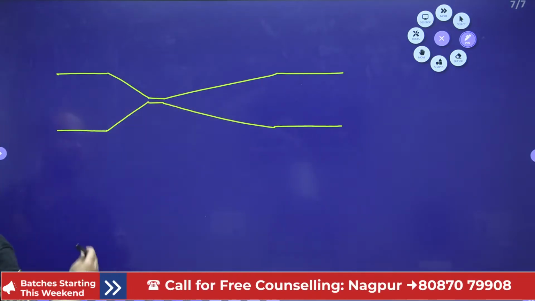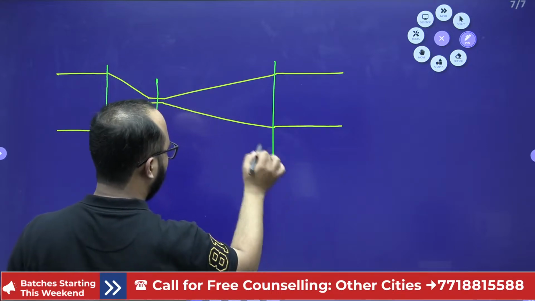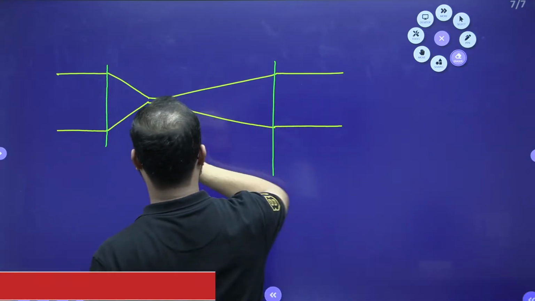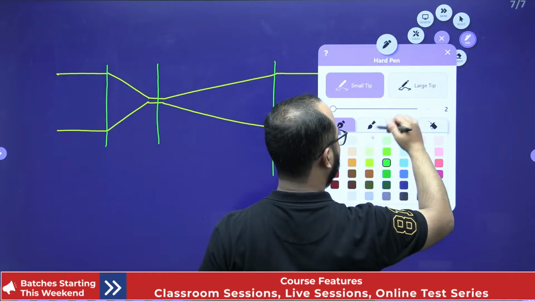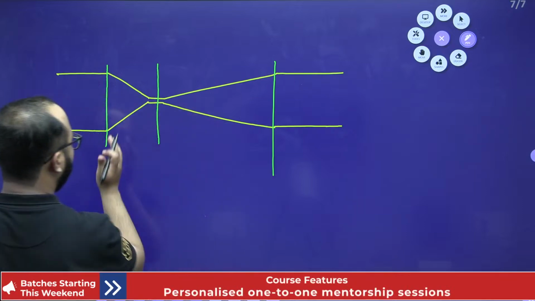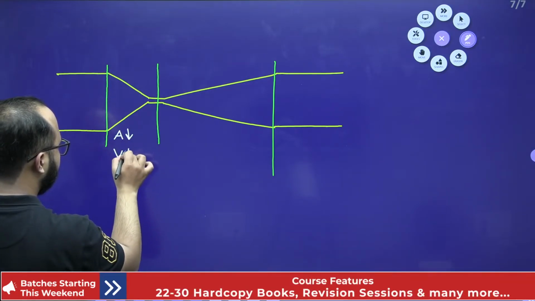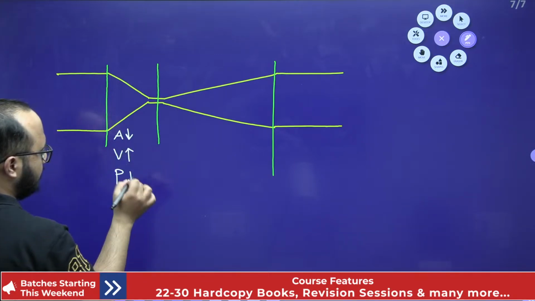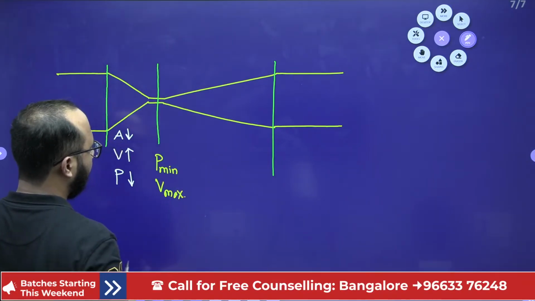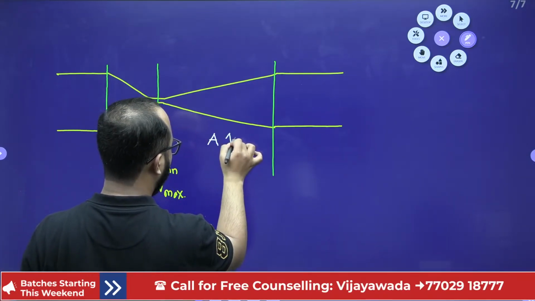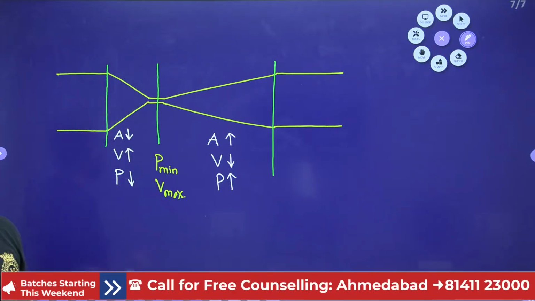Okay, like this. Now see, three regions are there. From here to here, area decreases, velocity increases, pressure obviously decreases. Here the pressure is minimum, velocity maximum. And what is going to happen here? Area increases, velocity decreases, pressure increases. So this basic detail you should understand.